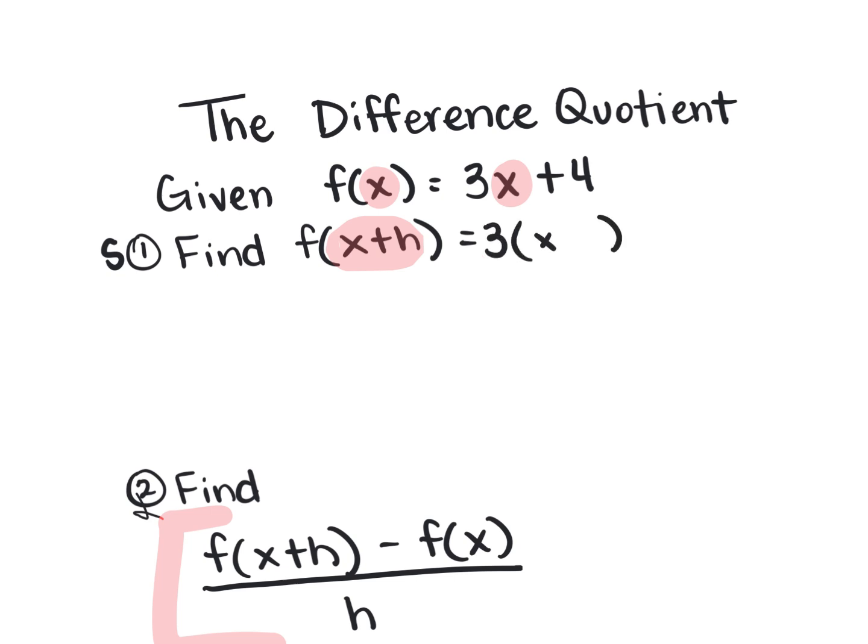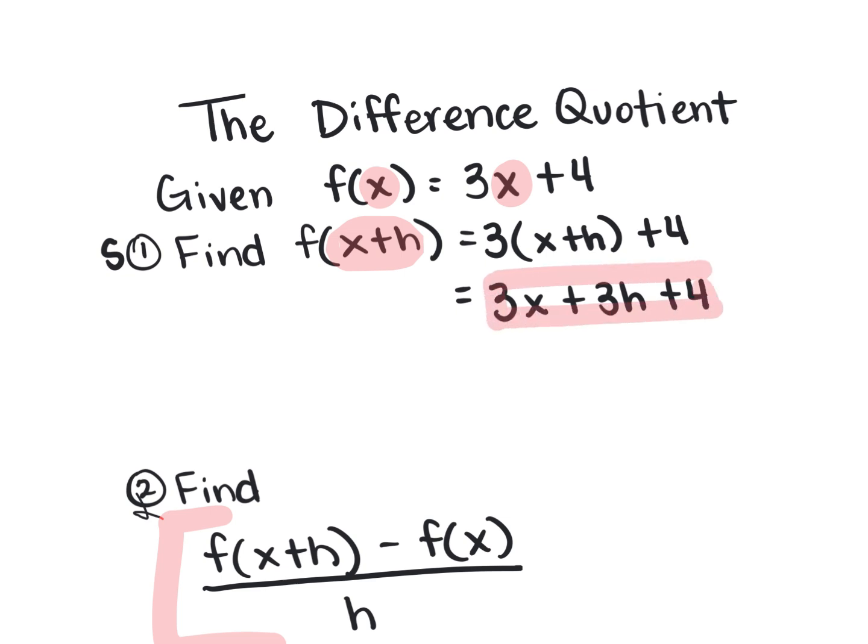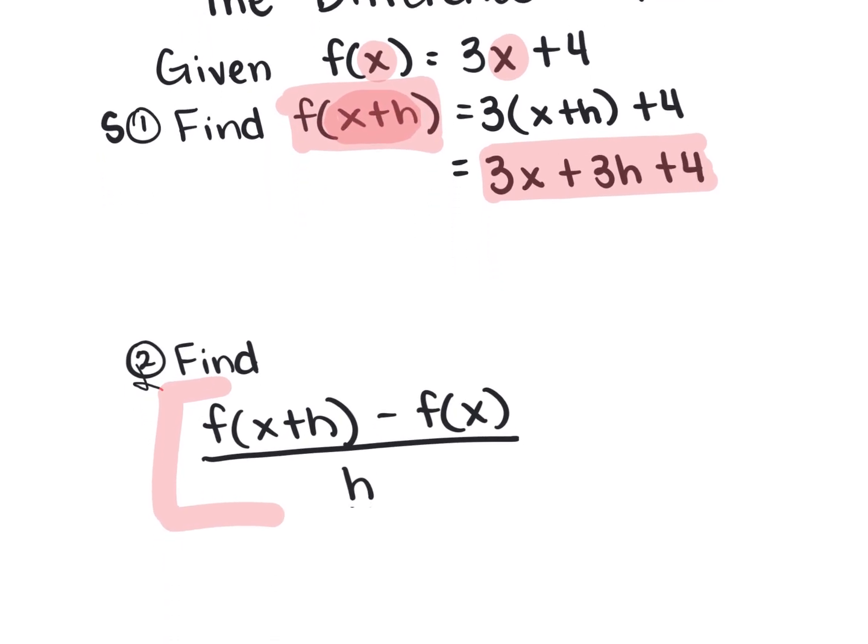x is substituted as x plus h, and then plus 4. And then we distribute this, so we have 3x plus 3h plus 4. Now here's where this can confuse some children. This is the value for f of x plus h. All right, that whole thing is f of x plus h.